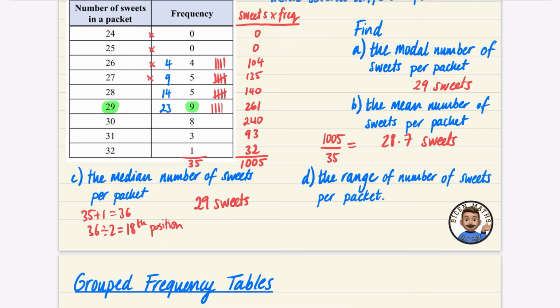And then last of all is the range of number of sweets per packet. So we need to find out what is the highest number of sweets that there were in a packet. That was 32. Now you might think the lowest number of sweets per packet was 24, but there actually weren't any that had 24 in, or 25. So the largest number of sweets was 32, and the smallest was 26. And 32 take away 26 is 6 sweets. So the range is 6 sweets.